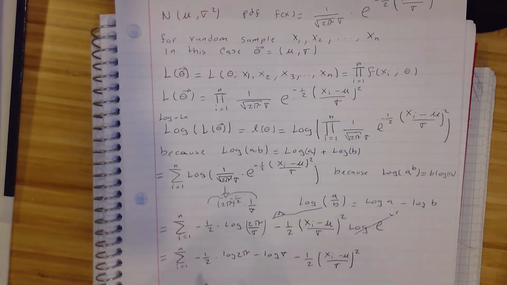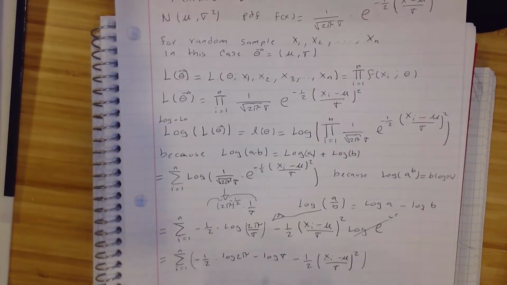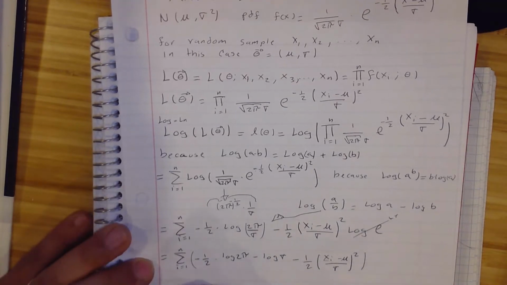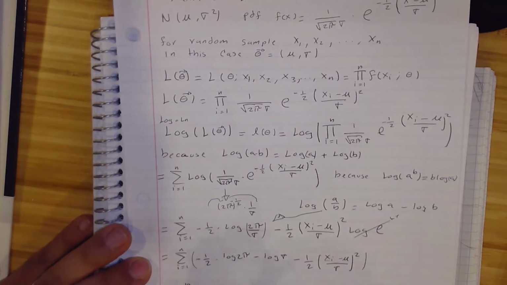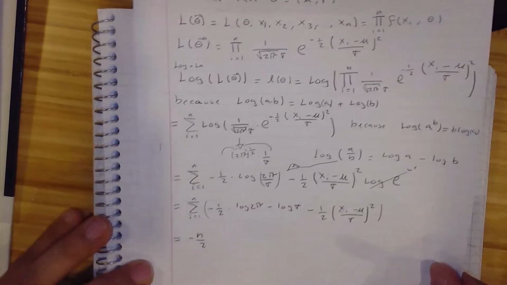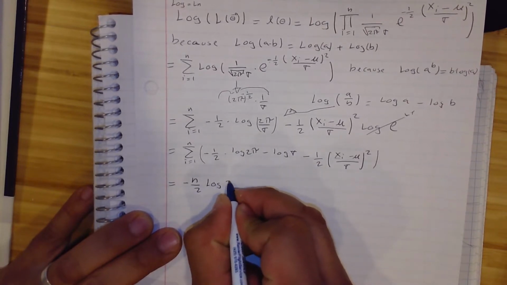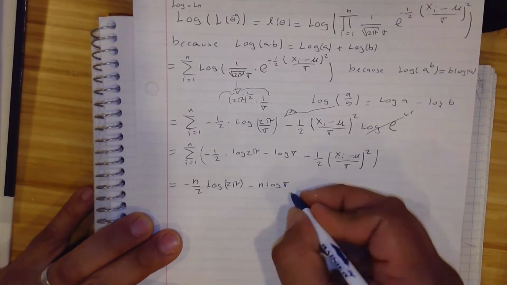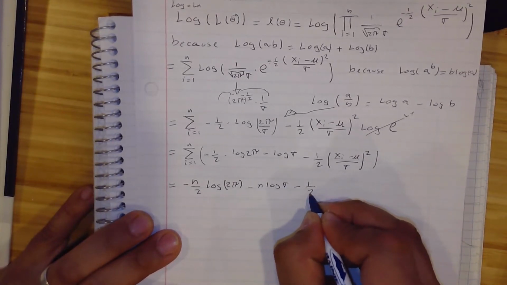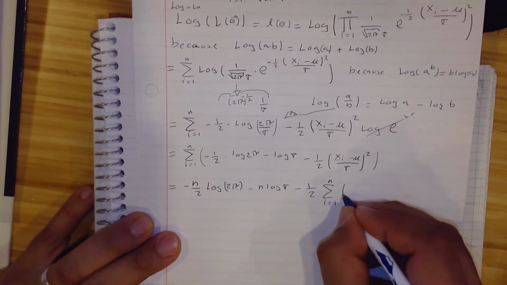Okay, but the only one from all of these that has the x is this one. Everything else is like a constant for the summatory, so we can move everything out just multiplying by n, right? And the log 2 pi, right, and log sigma, minus 1 half multiplying the summatory of the x_i, right?